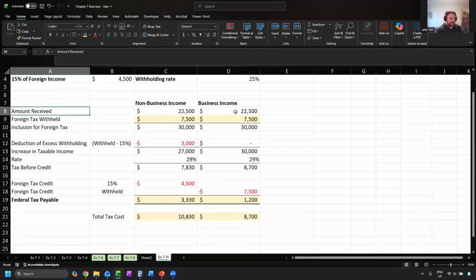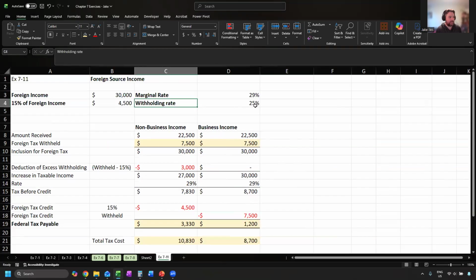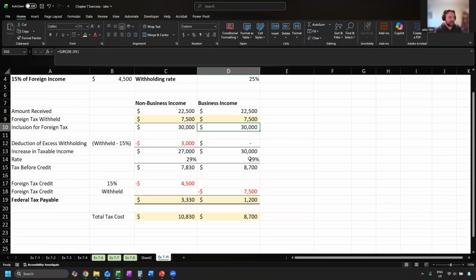The amount received was $22,500, but that's because foreign tax of $7,500 was withheld. So our inclusion of foreign income is still the full $30,000. It's not based on what you received, it's the entire amount that was declared to you. So even though we only received $22,500, we do have to report $30,000 as the income. Business foreign tax credit has no limitation. So we had $7,500 withheld from us. That's 25% of $30,000, so we get to use $7,500 as our tax credit.